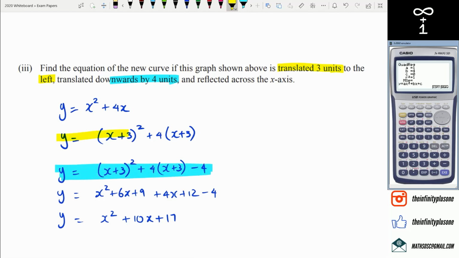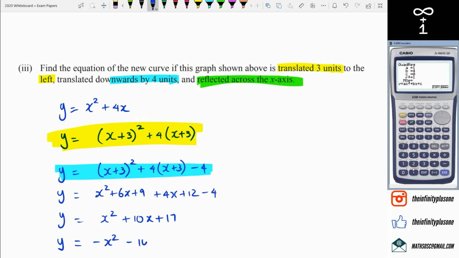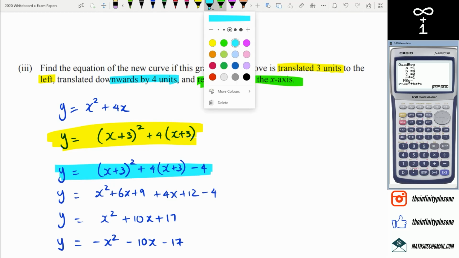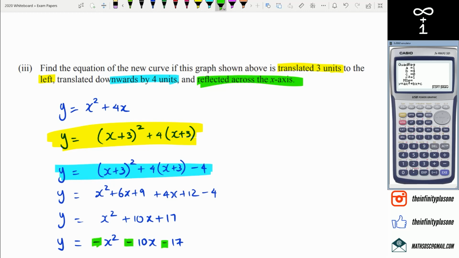So let me just highlight again all the parts I've done. So that's where the x translation happened, and the blue highlighted part is where the y translation happened. And finally, the last bit of thing that we needed to do is reflect it across the x-axis. So if it's reflected across the x-axis, then we're simply going to change the symbol from positive to minus and minus to positive. So in this case, we're simply going to change this to negative x squared minus 10x minus 17. So we've taken every single term there and we've actually switched its symbol, because that's what it means when it's reflected across the x-axis.